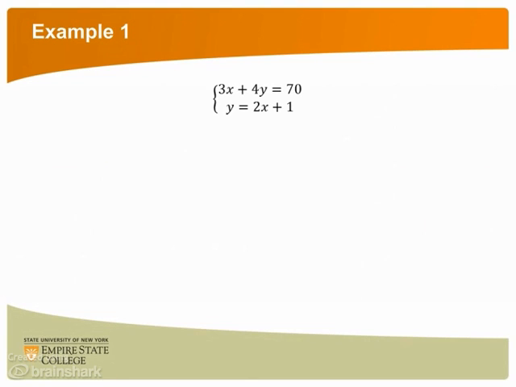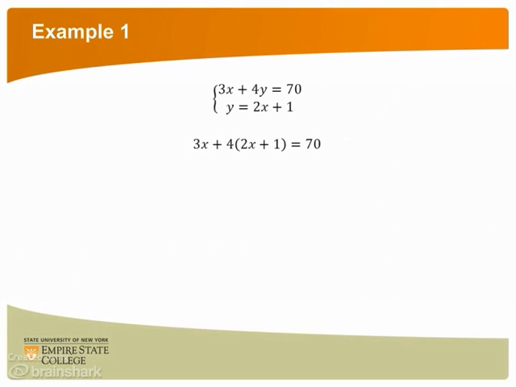For example, suppose you have the system 3x plus 4y equals 70 and y equals 2x plus 1. Upon closer inspection, the bottom equation is already solved for y, because it is already written with y all by itself and all the other terms on the other side of the equal sign. This 2x plus 1 is what we will substitute for y in the top equation.